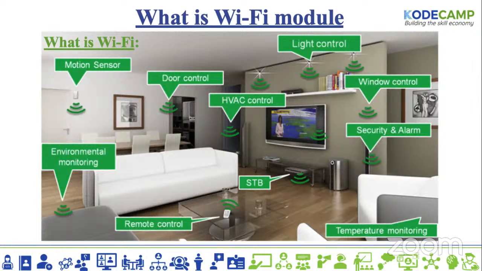So this is just an example of what a smart home is all about, and it's all controlled by Wi-Fi. So if you want to learn IoT, Internet of Things, you really need to understand how Wi-Fi works and how the internet works, so you'll be able to know how to send information and how to receive information.